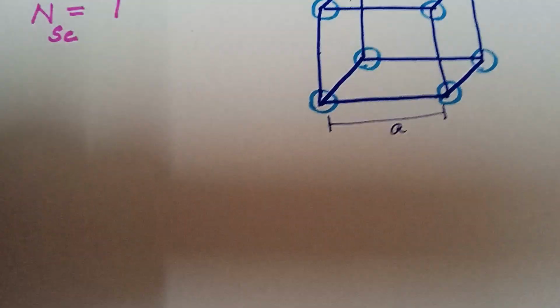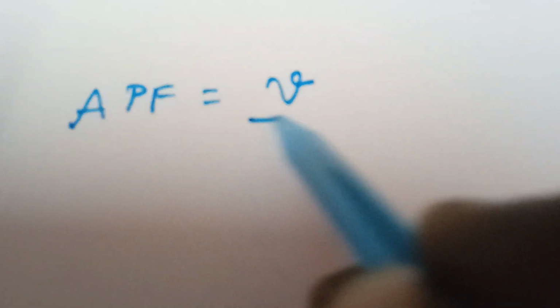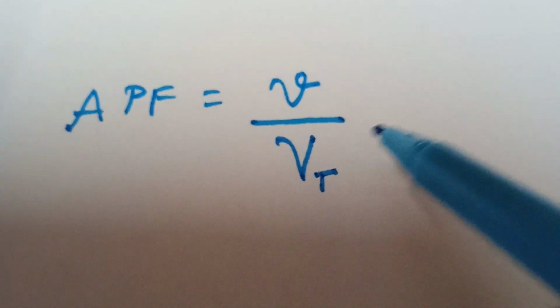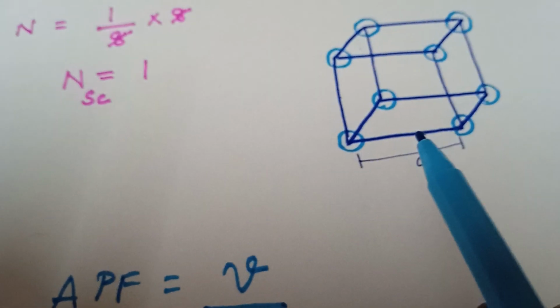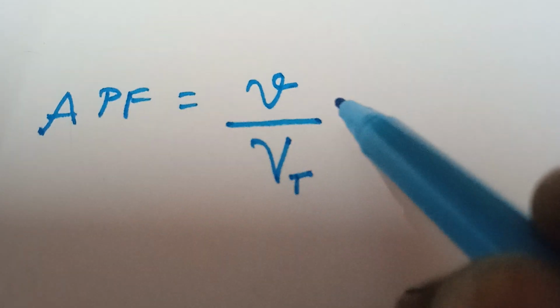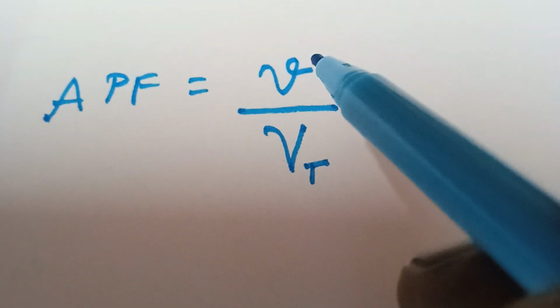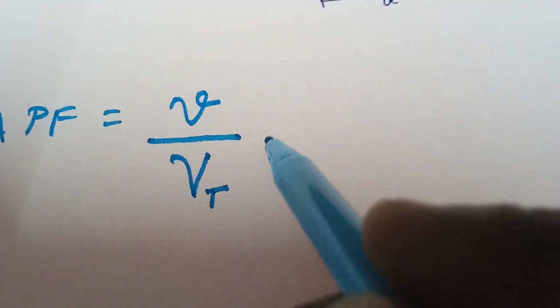And then the atomic packing factor, APF. The formula for APF is the volume occupied by the total number of atoms in the unit cell to the total volume of the unit cell. So the atomic packing factor, how atoms are arranged in this simple cubic crystal structure, can be defined as the ratio of the volume of the total number of atoms in the unit cell to the total volume of the unit cell.